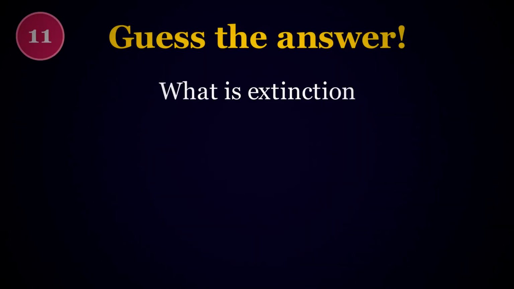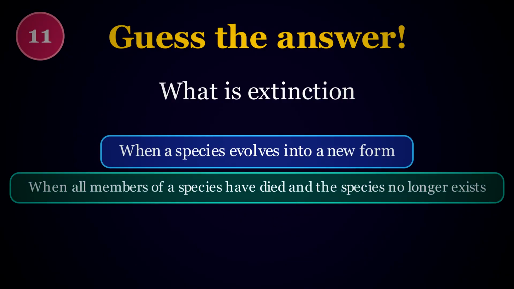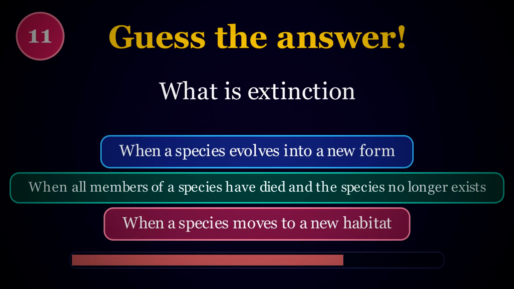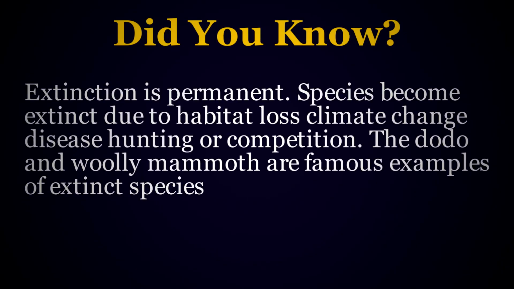What is extinction? When a species evolves into a new form. When all members of a species have died and the species no longer exists. When a species moves to a new habitat. The correct answer is when all members of a species have died and the species no longer exists. Fun fact: extinction is permanent. Species become extinct due to habitat loss, climate change, disease, hunting, or competition. The dodo and woolly mammoth are famous examples of extinct species.